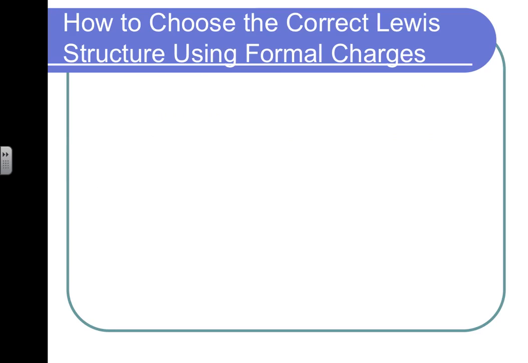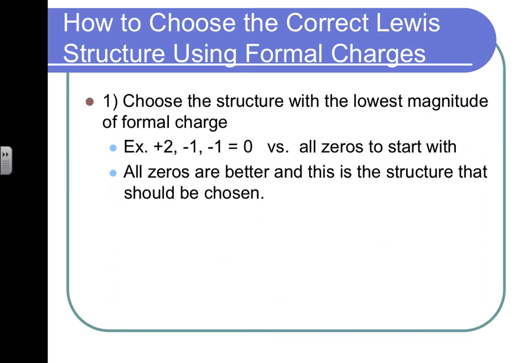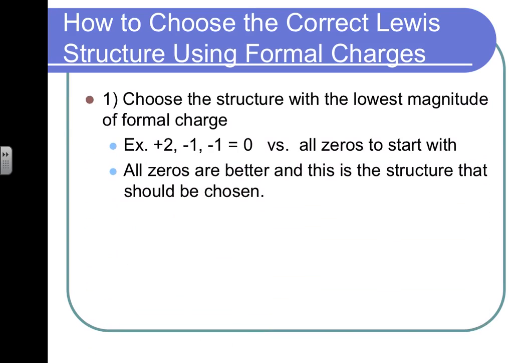Okay, so how do I choose the right one? Because now I've done this work, I've written 3 different structures, I don't know which one is right, and I've taken time to calculate all these formal charges, so now what? Well, I'm supposed to choose the structure with the lowest magnitude of formal charge.